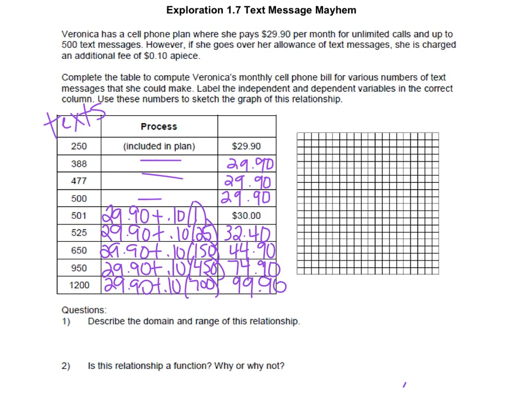Alright, let's graph this. So X is my text, and then my Y would be the total cost of the monthly bill. So we're going to let the X-axis represent number of text. And we have to go from 0 all the way to 1200. So let's just increase by 50 every time. I'm not going to write every 50 just because I don't have enough room. So each one of these little squares is going to represent 50.